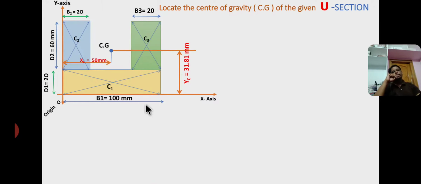Now C1, C2, C3 are the individual centroids, whereas C is the location of the centroid for the entire U section. So yc equals 31.81. From the x axis to the centroid the distance is yc equal to 31.81, and from the centroid to the y axis is xc equal to 50 mm.